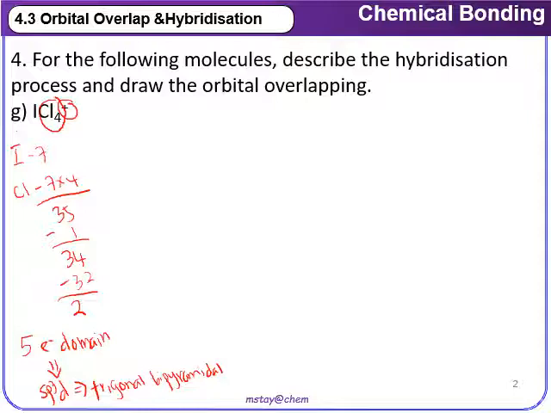Okay, now here we are going to draw the Lewis structure. Iodine with Cl, and then with 1 lone pair of electrons. So basically we know the shape will be seesaw.